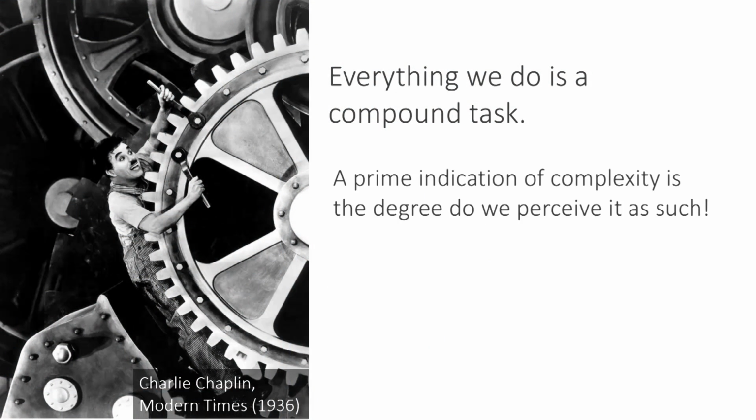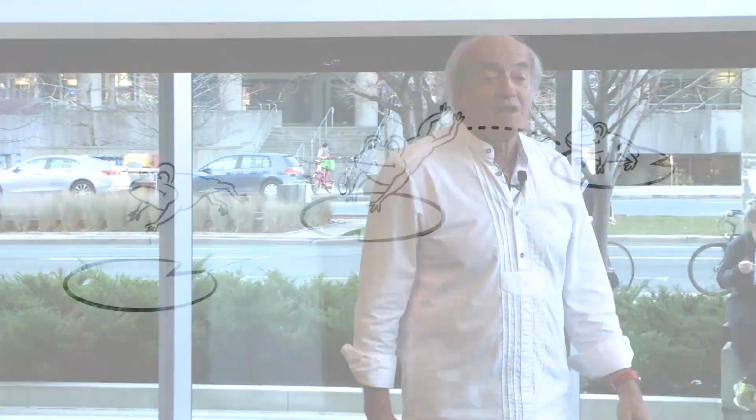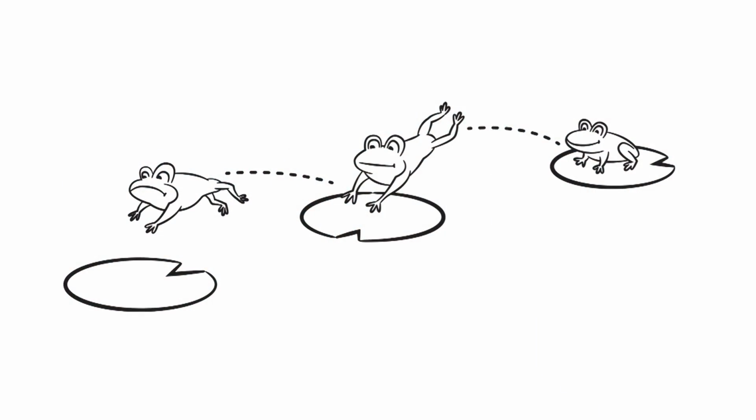But everything's a compound task. And my sense is that a prime measure of complexity is the degree to which we perceive things as being compound tasks. It's what I call app hopping. You start off as a happy little frog on that lily pad. To get anything done, because there's a compound task, I have to jump from app to app, device to device. By the time I go through a sequence of these things, I'm pissed.